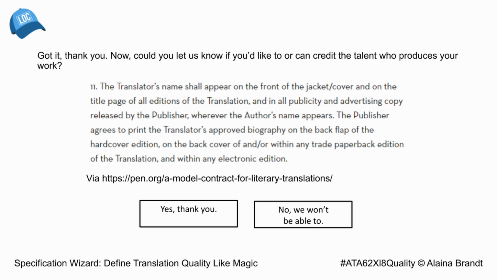All right, got it. Now, could you let us know if you'd like to credit the people who have produced your work? Bringing that just explicitly out there, should we give credit? Should we have the translator get credit for their work? Should we have the LSC get credit? Should there be some sort of an about page on the website that talks about who is the team that provided this? And you could even incorporate here some sort of discussion about how quality increases when people have their name on the product that they're producing in order to sort of justify having credit be given.